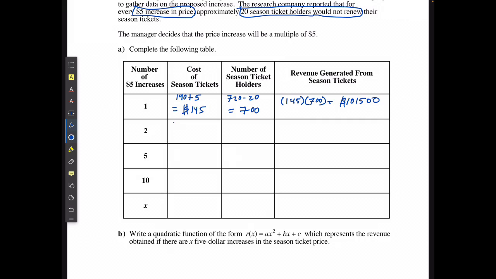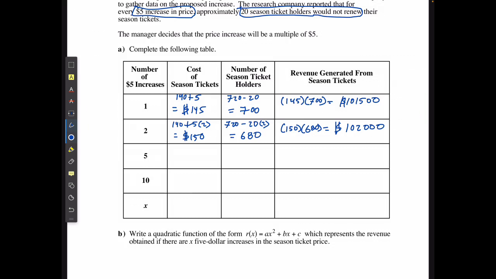If I do 2, then I'm going to take that 140 and add 5 twice, or $150. I'm also going to take that 720 and subtract 20 twice, which is going to give me 680. $150 times 680 people is going to give me $102,000.